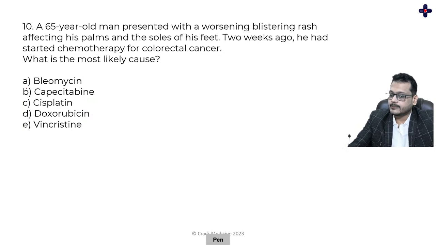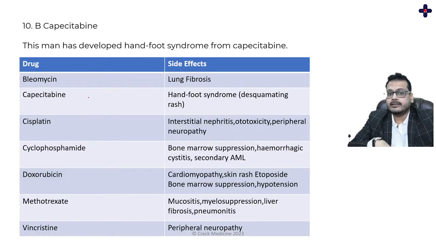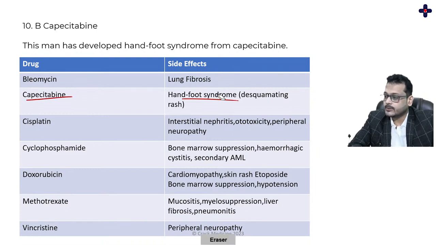Correct, very correct, guys. Now, there are certain side effects that are classic side effects. You must remember these, and that is why this beautiful table is given to you over here, right? So, capecitabine causes hand-foot syndrome, that is desquamating rashes both on the hands as well as the feet. Bleomycin causes lung fibrosis. You have to remember this, okay? And apart from bleomycin, the other one to cause lung fibrosis is busulfan. This also causes lung fibrosis.